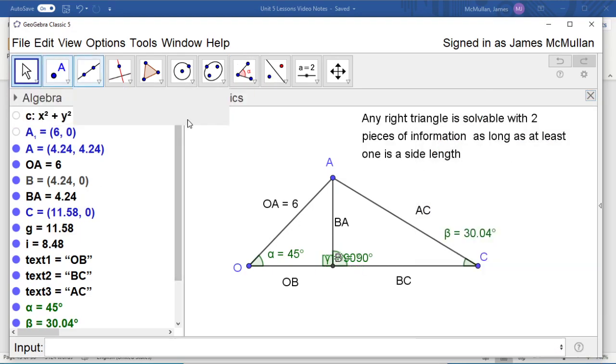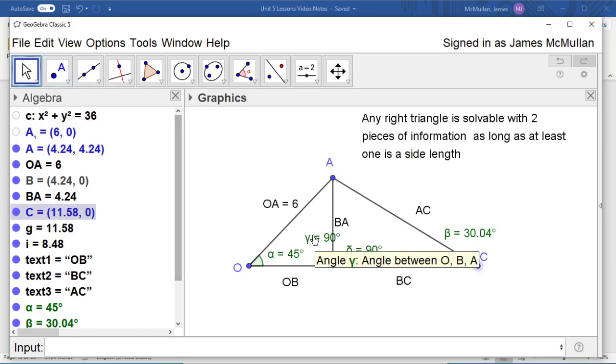Okay, so really I know two things, right? So let's just say C is equal to 11.580. Okay, so there we go. All right, so I know that that's 90. I know this is 90.